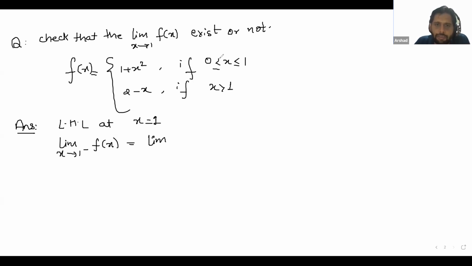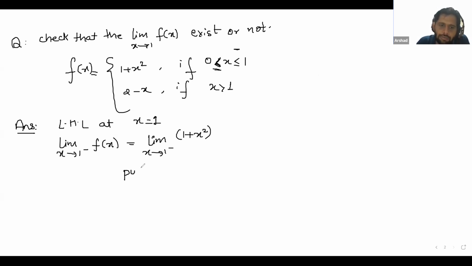Please check here. If we analyze the first function, it is written that x is less than or equal to 1. And we know that for 1 minus we will approach from the left side. If we approach 1 from the left side, it will be slightly less than 1. That's why for this one, we will take the first function. So first is 1 plus x square, x tends to 1 minus.